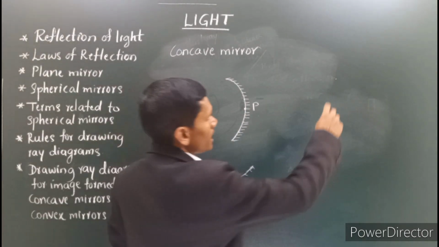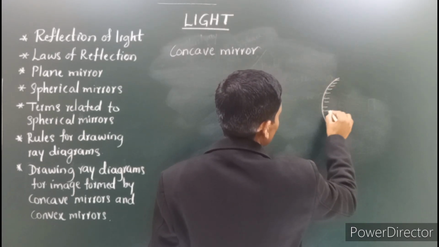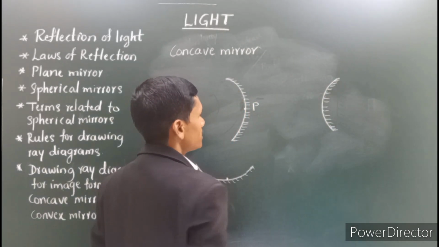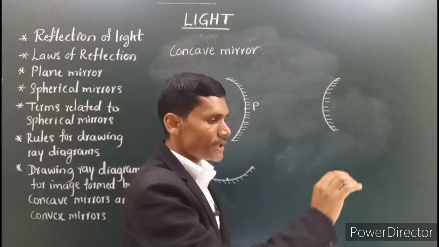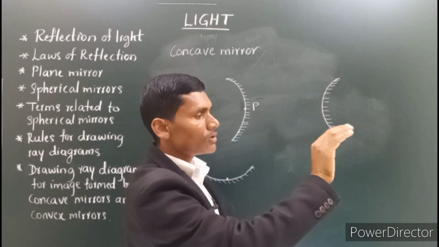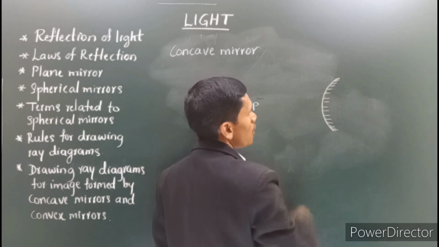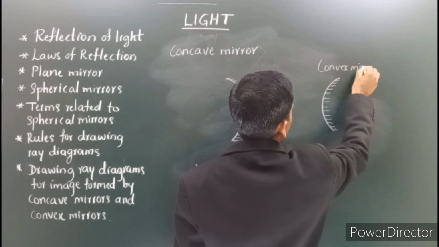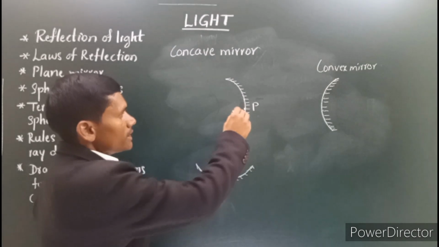Now one more mirror, let us consider. Now consider this mirror. I am showing these lines on the right side and the polished surface is this side. This is also a spherical mirror whose curved surface is bulged outwards. Okay, it is curved outwards. Like this we can see. Then we can call this a convex mirror. This is the convex mirror. Now see, this is the concave mirror.